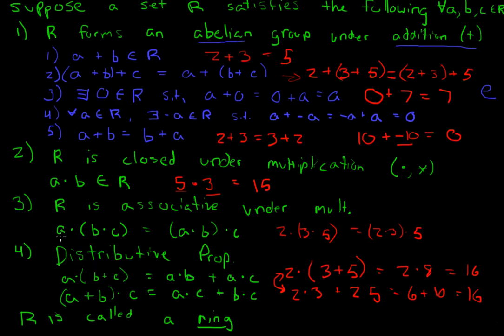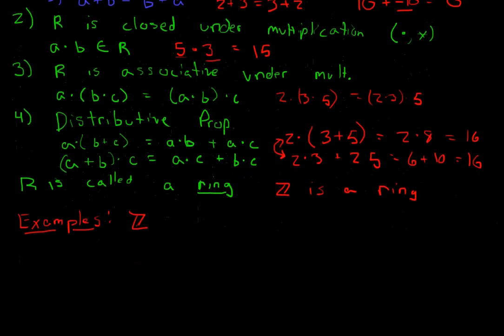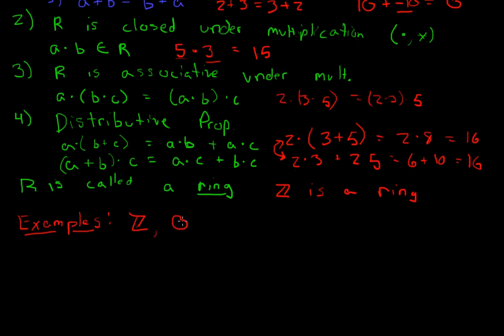So I just quickly waved my hands at this, but the integers form an abelian group under addition. They're closed under regular multiplication. They're associative under multiplication, and they have the distributive property. So we could say that Z is a ring. Okay, a couple more examples. The rational numbers also form a ring. The real numbers form a ring. Even the complex numbers form a ring.